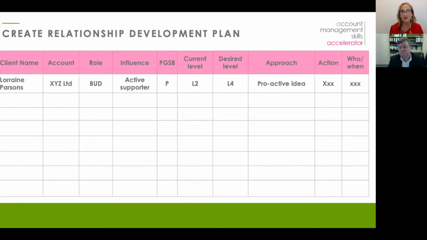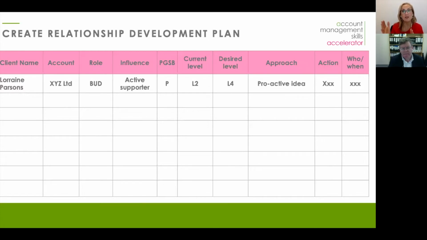So once we've done this analysis, this enables us to put together a very simple one-page plan that's not going to take too much time and effort, because time is never on our side in agencies. We're often very reactive, where we can really detail per client, per account, per role. Are they influential? Are they a platinum, gold, silver, bronze client? What's the current level that we're operating at in terms of value?